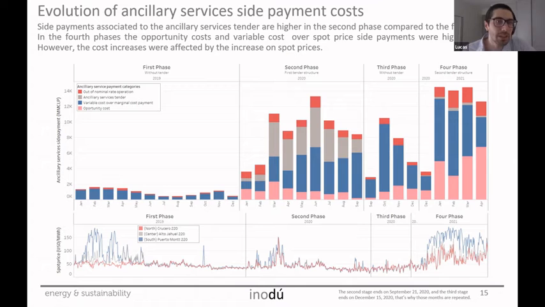Cost related to the tender, in gray here, does have a big difference between the second and the fourth phase, and that is, as we saw in the previous slide, because of the decrease in the bid average price due to the changes in the tender structure.